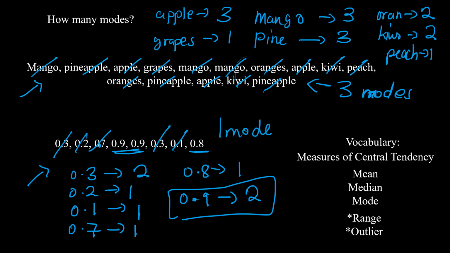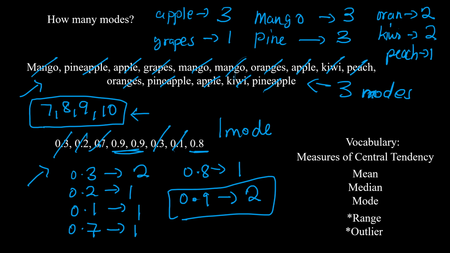So in some cases you have one. Some cases you can have no mode. For instance, if you have 7, 8, 9, and 10, right? In this case, there's no mode. No mode. They're all occurring at the same rate, every one is occurring once. Okay.